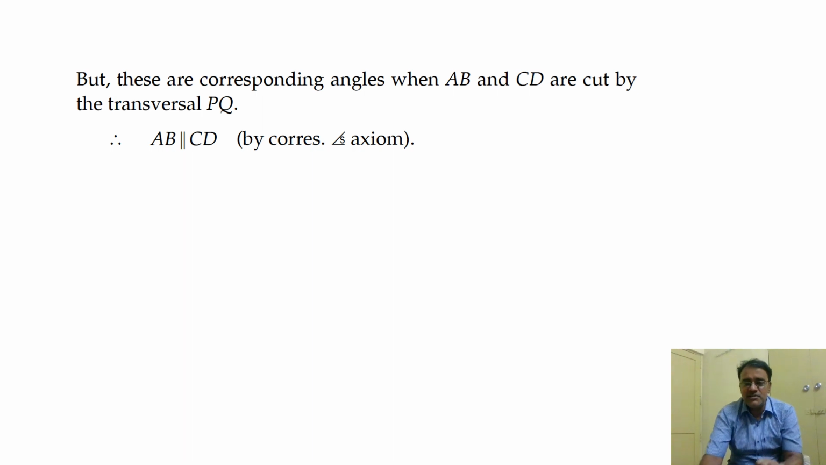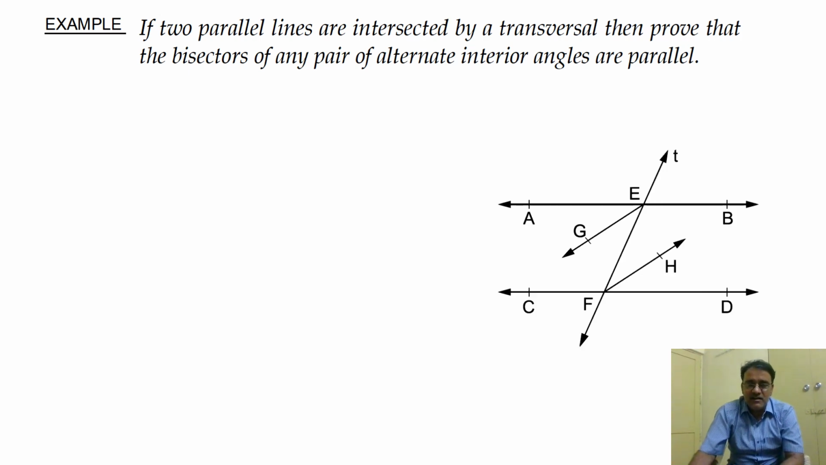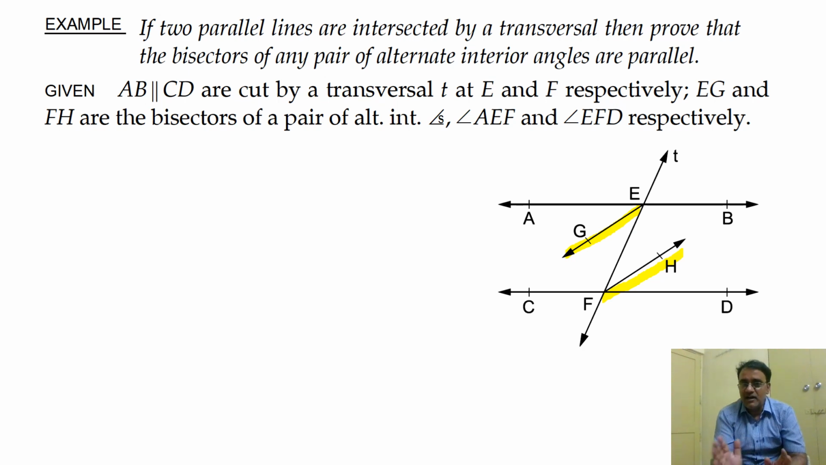Okay, so now we will see the last example. The last example is: if two parallel lines are intersected by a transversal, then prove that the bisectors of any pair of alternate interior angles are parallel. So if two lines are parallel, then the bisectors of their alternate interior angles will also be parallel. So this is the diagram, and here we have to prove EG is parallel to FH, right? So first, what is given: AB is parallel to CD, cut by a transversal at E and F respectively. EG and FH are the bisectors of a pair of alternate interior angles AEF and EFD. These two will be the first pair and this is the second pair.